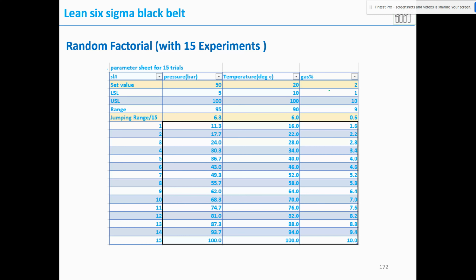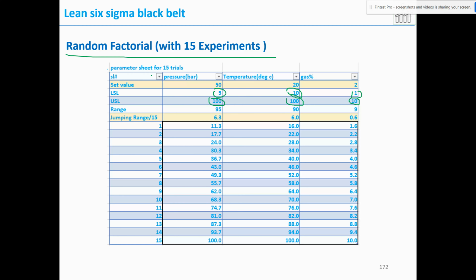So next we'll see random factorial. Say, for example, here pressure can be varied from 5 to 100, so you can keep changing and doing the experiment. Temperature you can change from 10 to 100. Gas percentage you can change from 1 to 10. Now assume how many trials will come. It will go to more than 500 trials. Is it possible to conduct 500 trials? No. So therefore we use random factorial with 15 experiments.